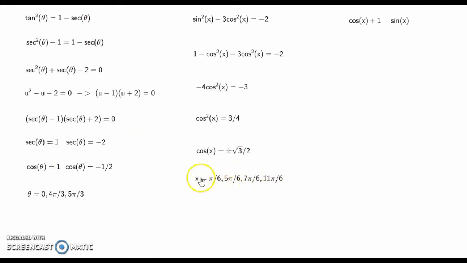And so those are our answers. So x equals those values.